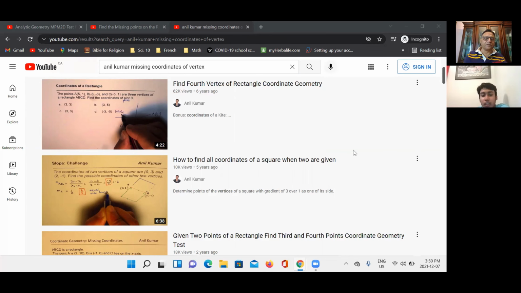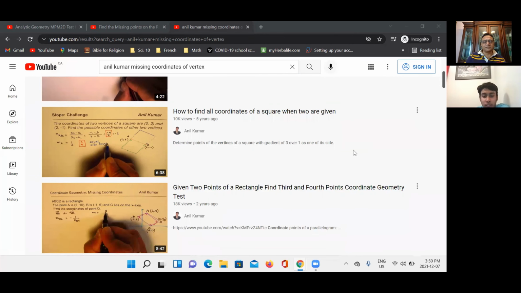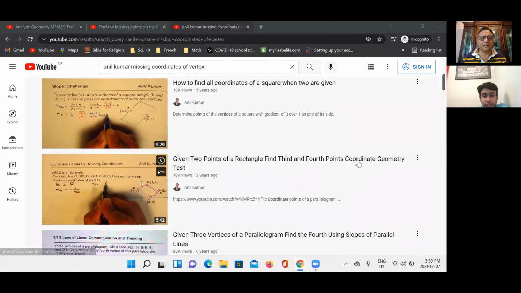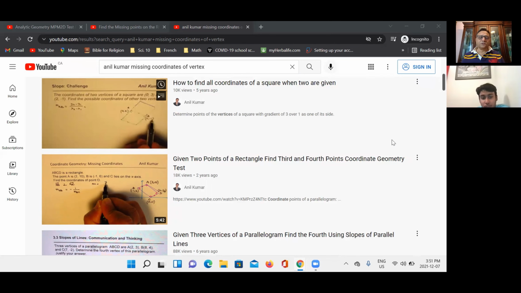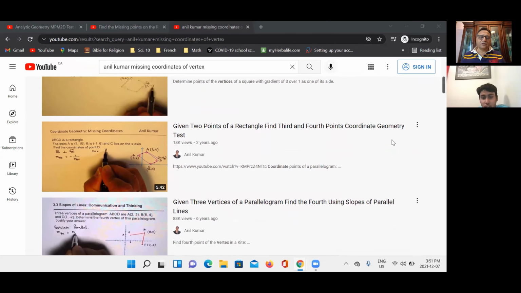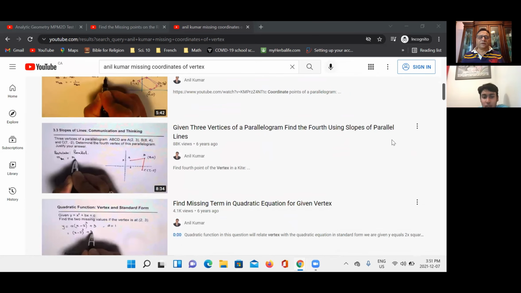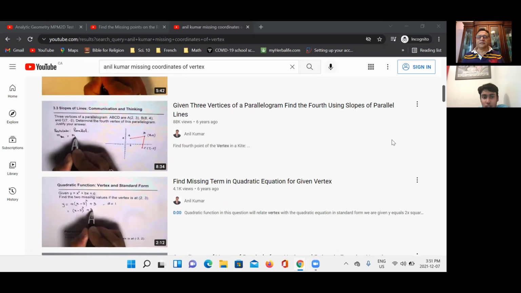Move further. Yes, sir. That's the next, again a test question. Can you please read this question? ABCD is a rectangle. The point A is 2, 10, B is -1, 6, and C lies on the x-axis. Find the coordinates of point D. Correct. Likewise, there are so many, right? So rectangle, parallelogram, rhombus, any shape, any quadrilateral, even in triangles. So if you scroll through, go through many of these videos. Yes, sir. Continue going. So we have so many conditions. You get the idea, right?